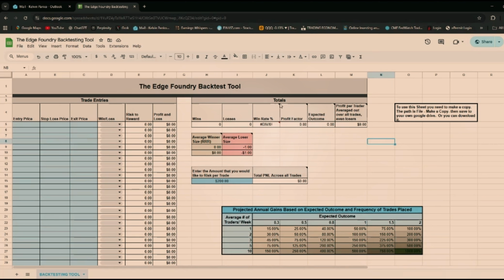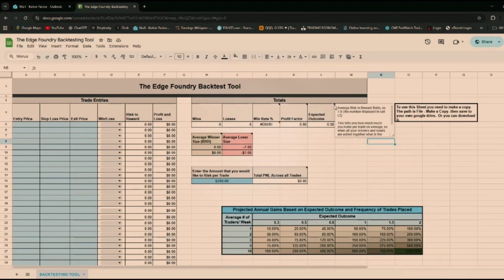So I put in these notes here, these little black triangles in the corner. This is a note. So this explains what the win rate is. That one's probably pretty easy to understand. Percentage of your winners versus your losses. Profit factor, this is basically how much are you making? It lets you judge how profitable this strategy is compared to other strategies that you might be backtesting.